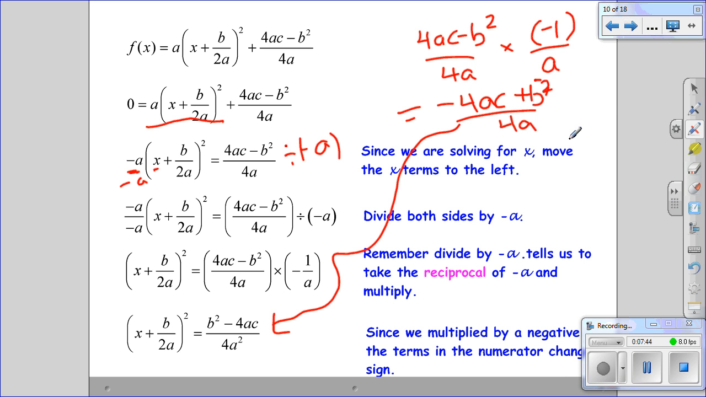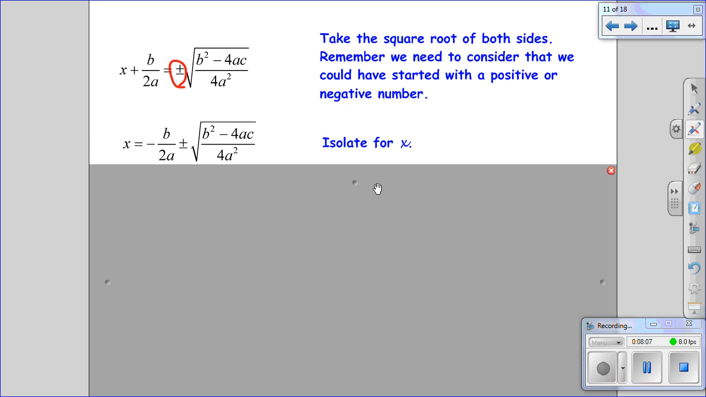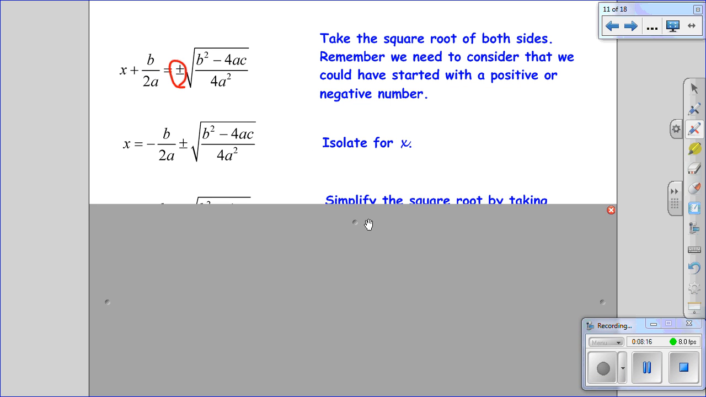Now, what happens next? I have this lovely, ugly mess here. I need to get x by itself, so I'm going to get rid of the exponent next. And I do that by taking the square root of both sides. And because I don't know whether what I started with was positive or negative, I have to put this plus or minus in front. It's very important. The last thing I need to do is move that minus b over 2a, or sorry, the positive b over 2a to the other side to get x by itself. And if it's positive on the left, the way to get rid of it is to subtract it, so I have to subtract on both sides.